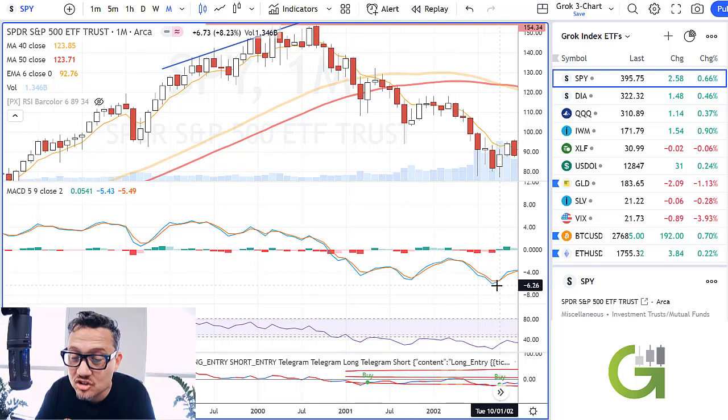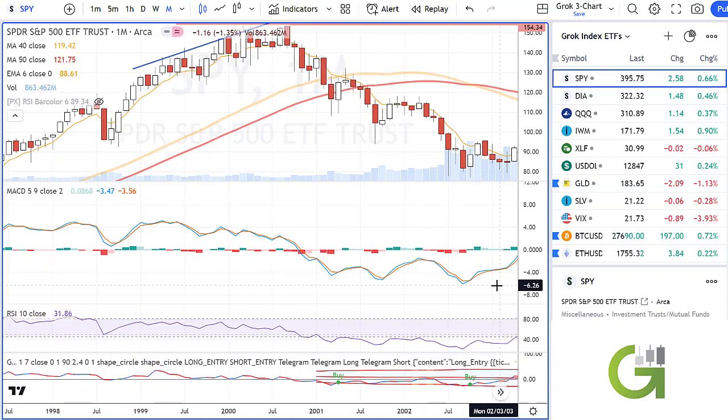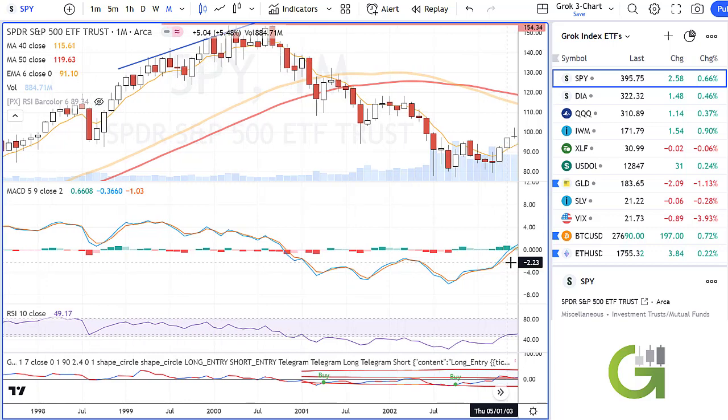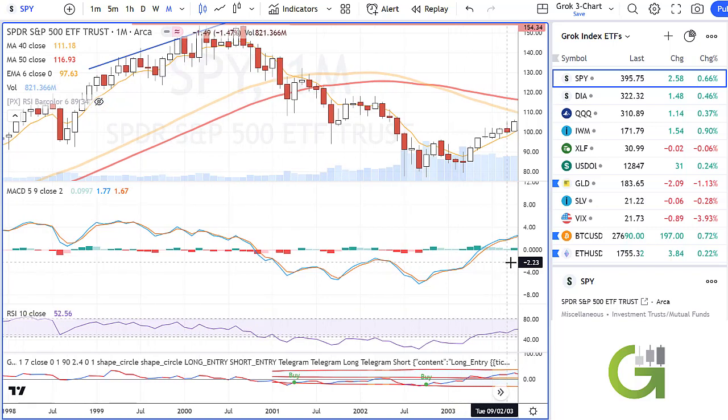Now remember, each candlestick is a month. So each month is what I'm marching forward. Nope, still had more drop to do. And now it's up near the zero line. Do you see the MACD? It's up near the zero line. It's popping, and we're now over the zero line, and we're in bullish territory.